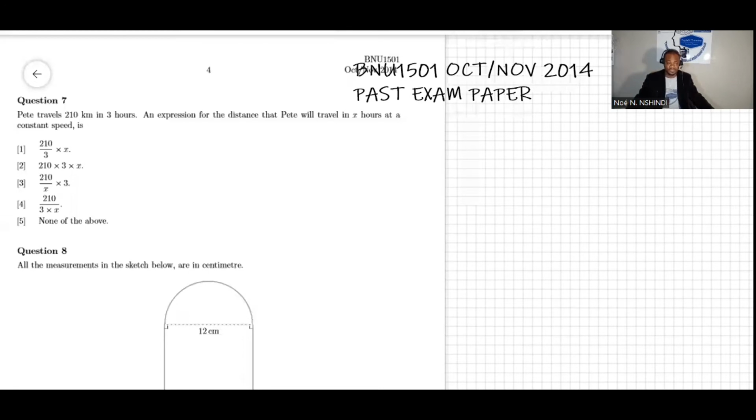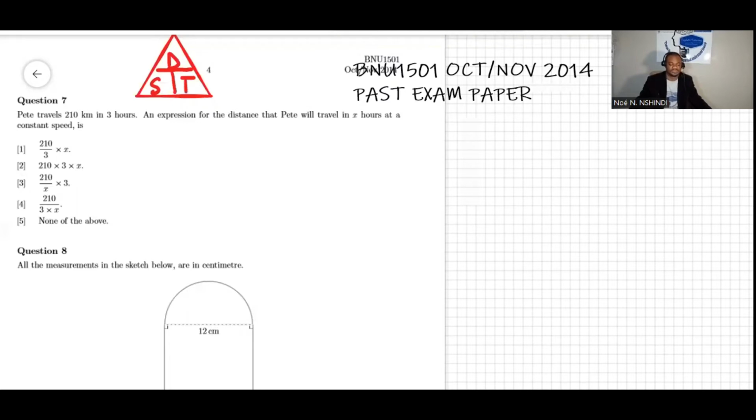Well, question 7 says a car travels 210 kilometers in 3 hours. An expression for the distance that it will travel in x hours at a constant speed is, and the alternatives are provided. So what I can do here, I'm going to draw a triangle, this triangle that we learned in previous grades. We know that it's given by this, where here we have the distance, and then we have the speed, and there is time.